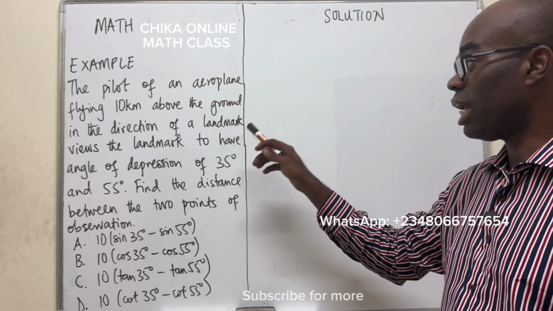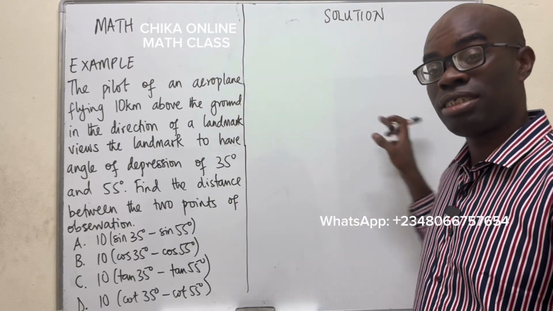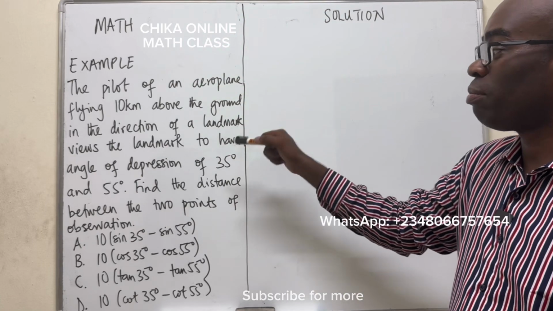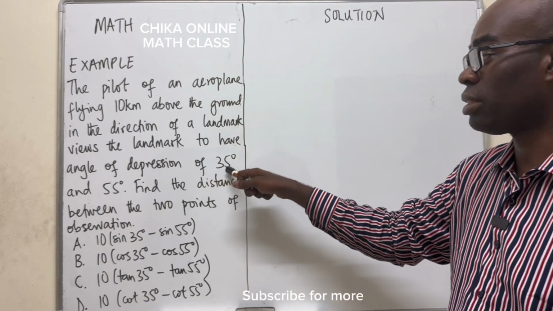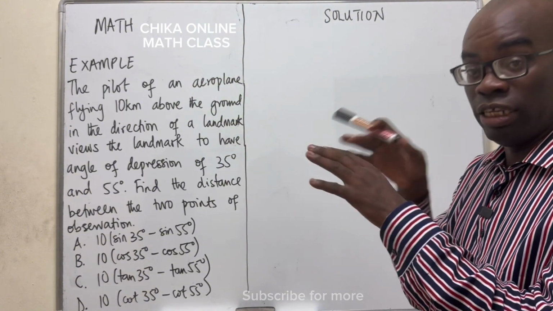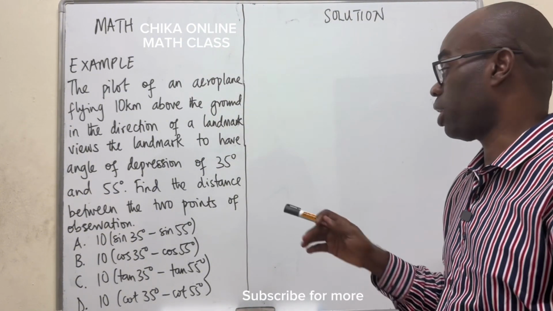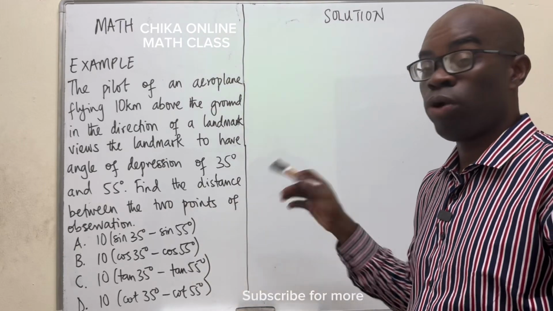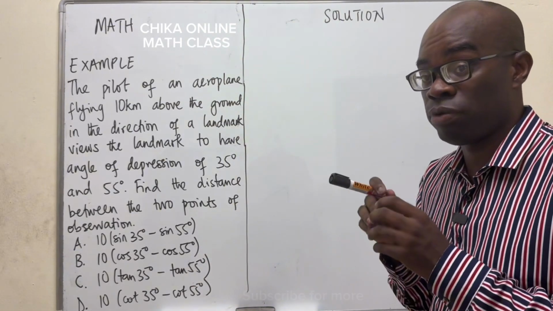In this example, we are told that the pilot of an aeroplane flying 10 kilometers above the ground, in the direction of a landmark, views the landmark at angles of depression of 35 degrees and 55 degrees. So what this is telling us is that it viewed it from 2 points. Find the distance between those 2 points of observation.